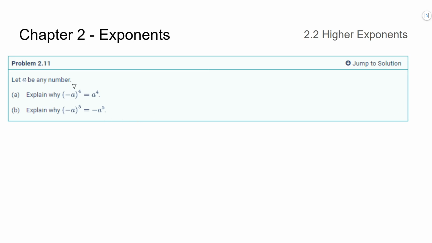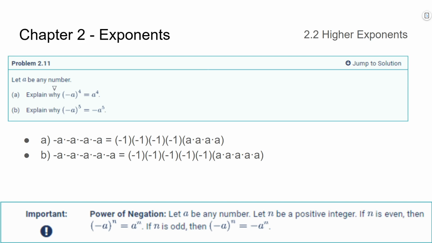All right, so explain why (-a) to the fourth is equal to a to the fourth, and explain why (-a) to the fifth equals -a to the fifth. So take a second, see if you can figure out why that is the case. All right, so if we multiply -a out 4 times, we get -a times -a times -a times -a, right? That's what (-a) to the fourth is.